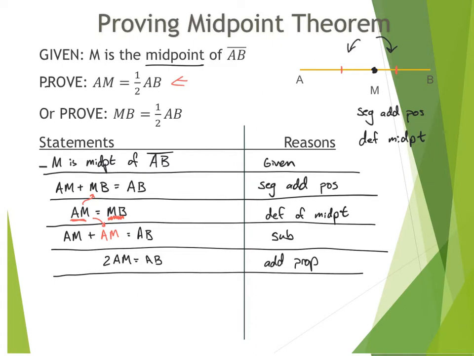And then since I need AM by itself, I'm going to divide away. So now I have AM is equal to AB over 2, or another way you could write that is 1/2 AB. And here I'll rewrite that underneath so you can see it better. And we got here by dividing.